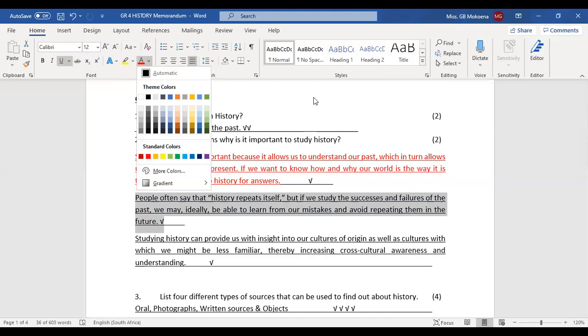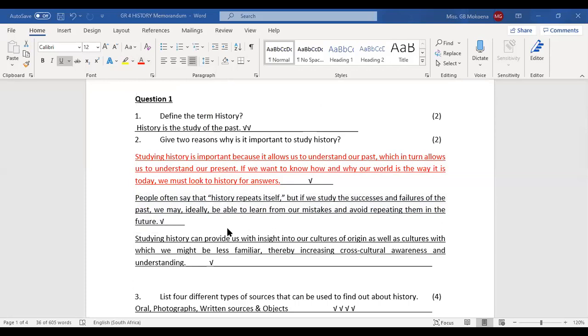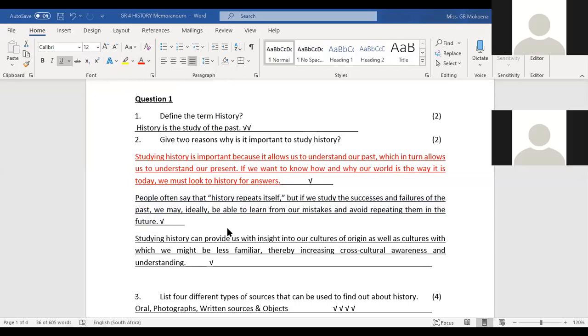Number two is that people often say that history repeats itself. Have you ever heard of this? People saying, hey, history repeats itself. Who has ever heard of this? Have you ever heard of such a saying, Siabonga? Yes, ma'am. What were they talking about? I don't remember, ma'am. Okay, cool, no problem. Thank you very much.